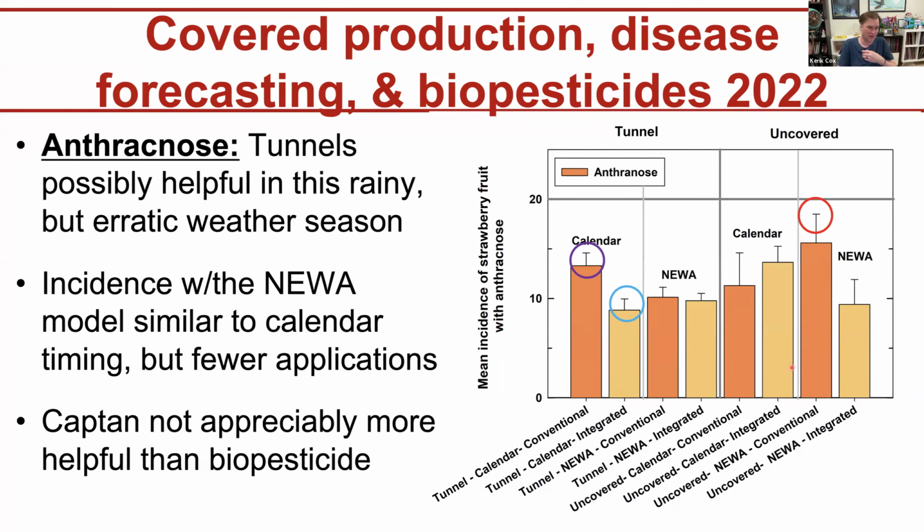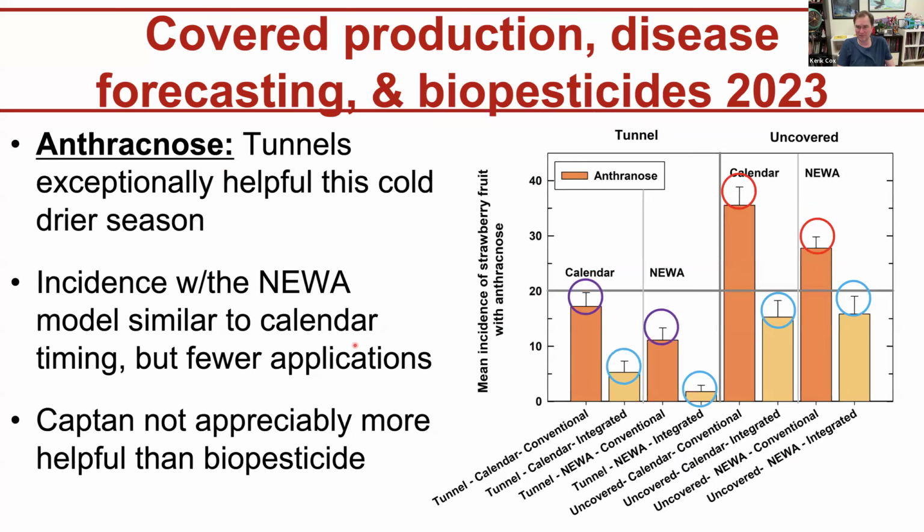Same types of things here. Though this was an interesting one. Tunnels were less helpful because they were getting blown over all the time in the windstorms. So in that case, they didn't seem to do much for our fruit rots. That was a little different.